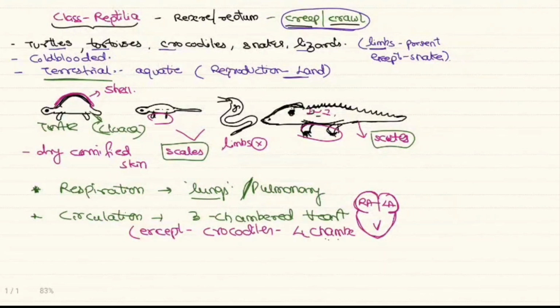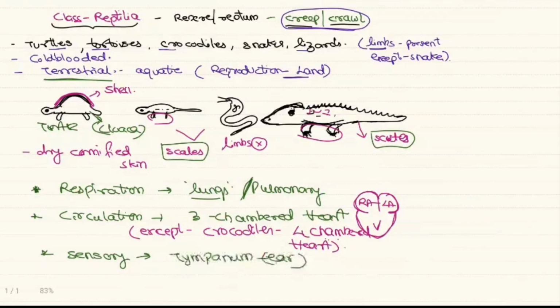However, the exception is crocodiles. Crocodiles have a complete four-chambered heart. Coming to the sensory structures, the tympanum or the middle ear is present, same as amphibians. So there is no external ear in the case of the reptiles.